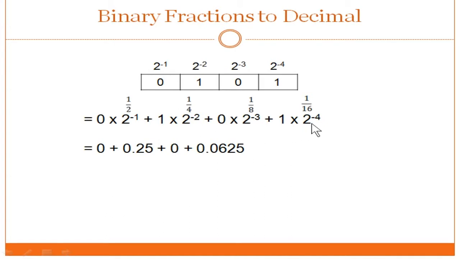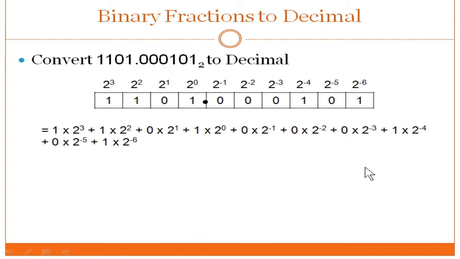Then finally you got 1 by 16 is nothing but 0.0625, which is multiplied by 1. So you are getting these two values. So 0 plus 0.25 plus 0 plus 0.0625. Now add these two numbers, you are getting 0.3125, that is the decimal equivalent for the binary fractions.